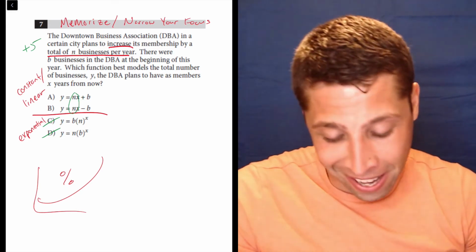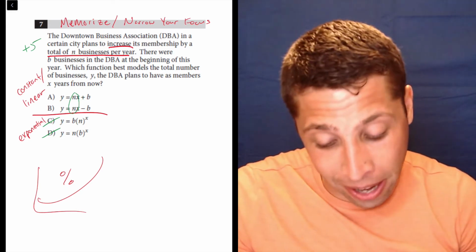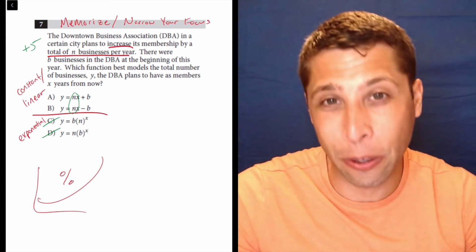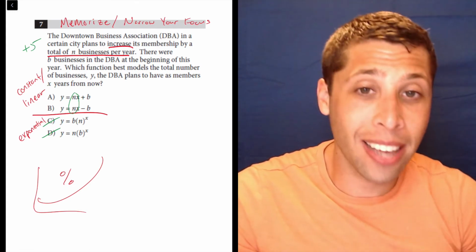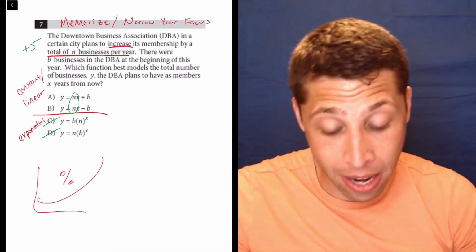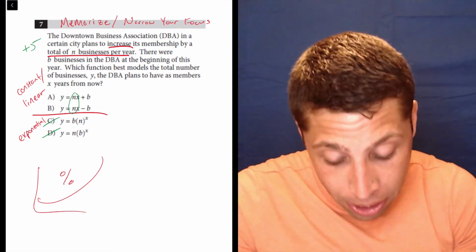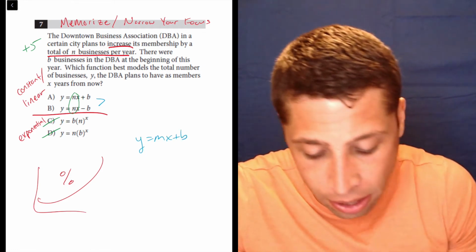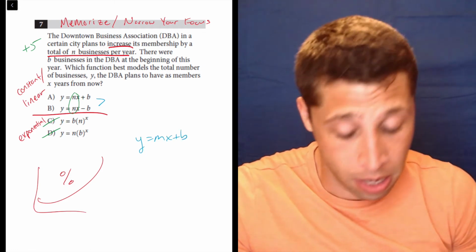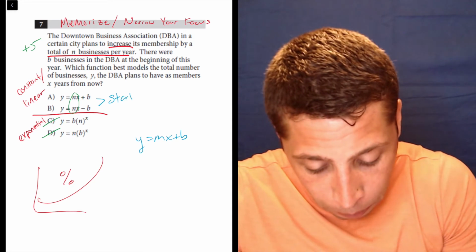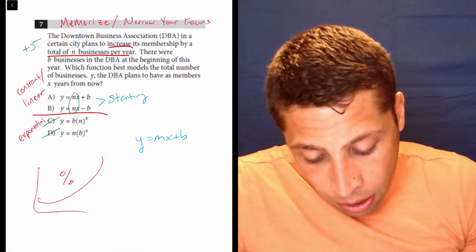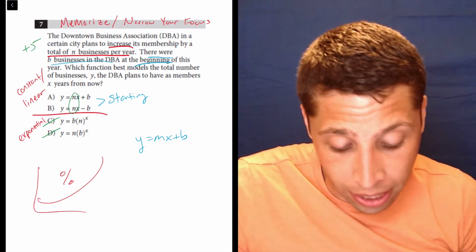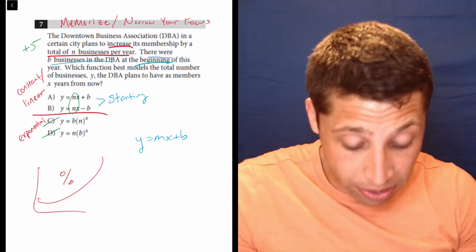So what then do we need to decide based on next? This is the benefit of narrowing your focus, is now we don't need to think about everything at once. Now we can decide, do we need a positive b or a minus b? Well, what does b do? Remember, in our y equals mx plus b equation, which is what these are supposed to mirror, the b is the starting point. So B is just that. There were B businesses in the DBA at the beginning of this year. That's the starting number of businesses, B.